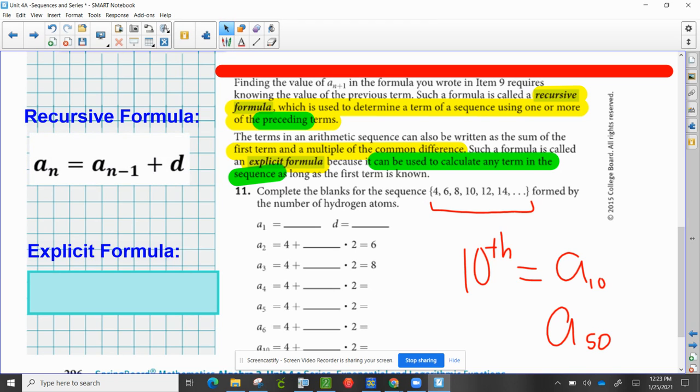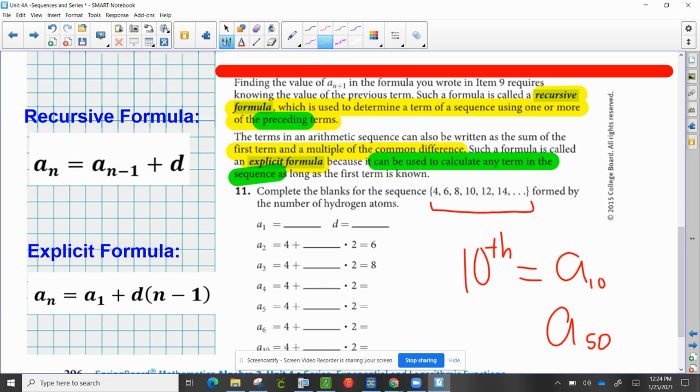Now, the recursive formula you can only use if you know what the term before it was. So in order to find the 50th term, for example, I would have to know what the 49th term was. So that one's not very helpful in my opinion. The one we're going to use the most is the explicit formula. So make sure you write this down somewhere. You're going to need this formula.